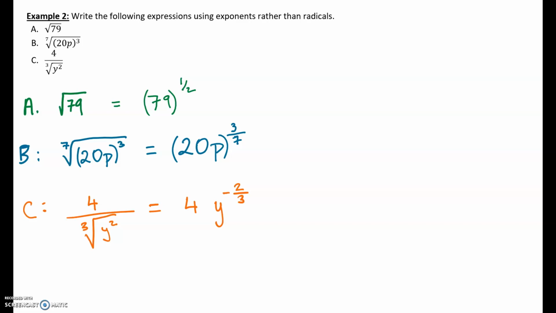Now, the difference between B and C, just something I don't want to lose you on, one of the differences between question B and question C was that in question B, the 20 was inside parentheses, so the power applies to the 20. But there was no power in part C, there was no power on the 4, so we don't put the 4 inside parentheses, it wasn't in parentheses to begin with, so we leave it the way it was.